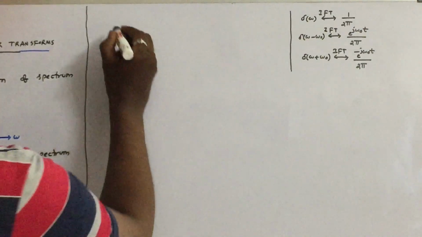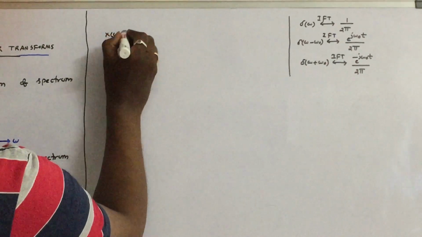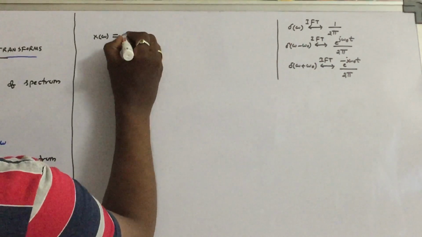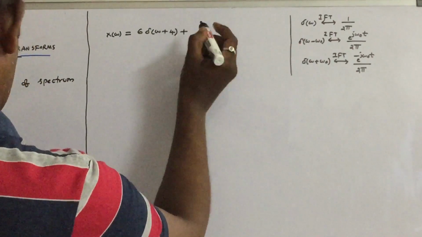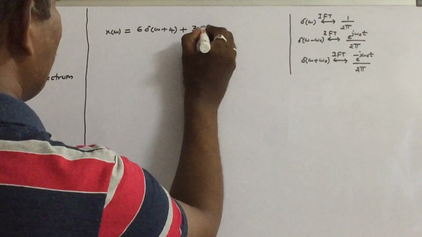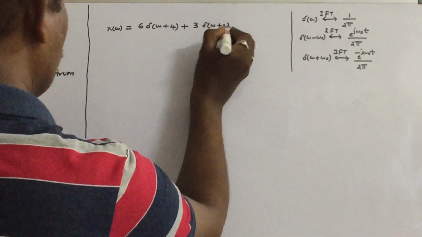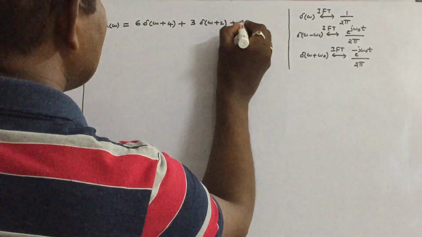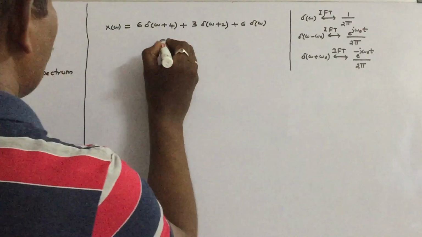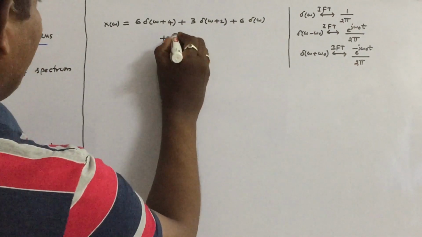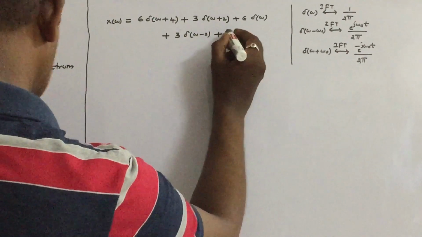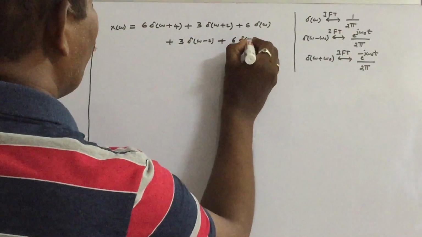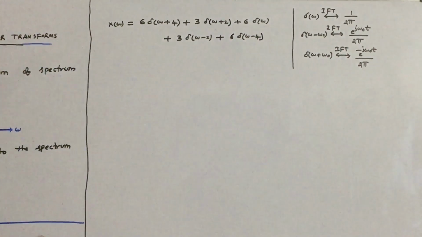So use these three relations. Just what we have written: we have written X of omega as 6 into del of omega plus 4. This is the first one. What is the second impulse? 3 into del of omega plus 2. What is the third impulse? 6 into del of omega. Plus, what is the fourth impulse? 3 into del of omega minus 2. Plus, what is the last impulse? 6 into del of omega minus 4.